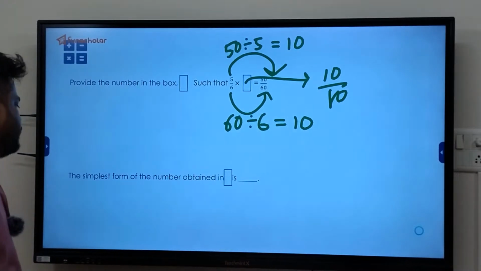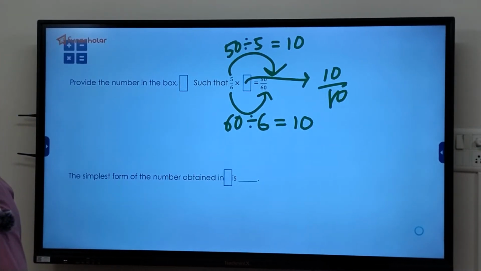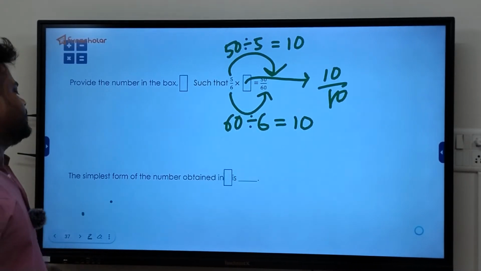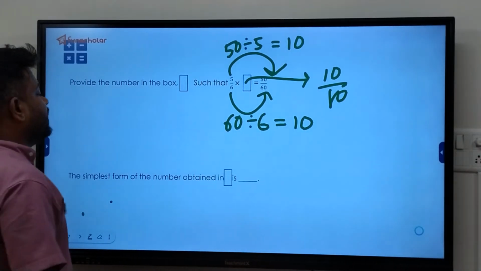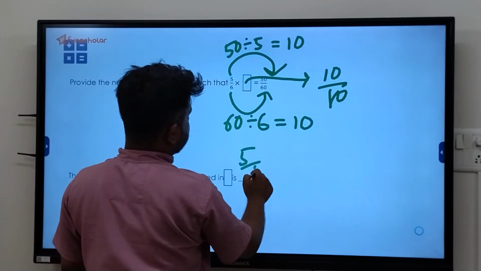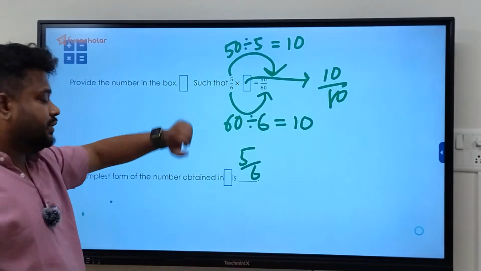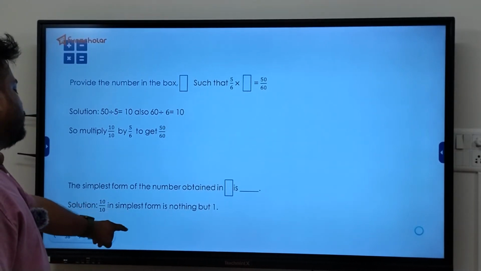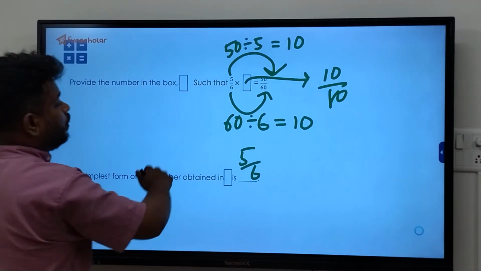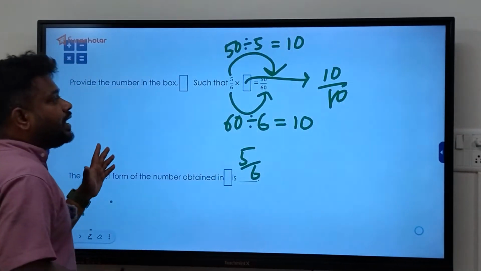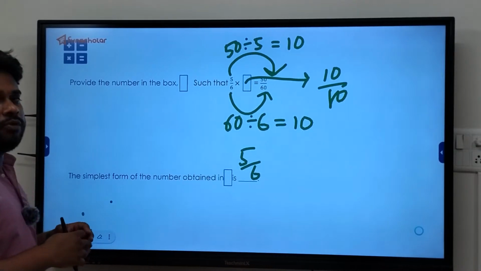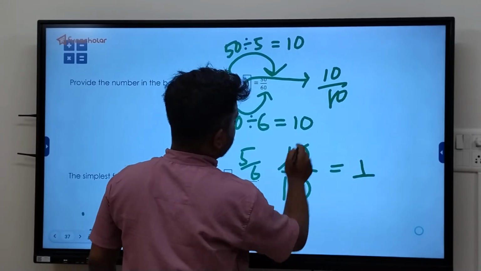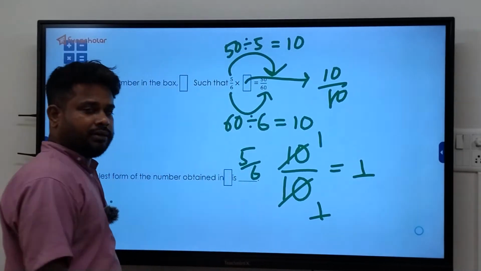The simplest form of the number obtained is 1. Oh, the simplest form of the number obtained, 5/6 will be the answer, if they are talking about this one? No, 10/10, I mean what we have multiplied. They are asking what will be the simplest form. If I take 10/10, its simplest form will be 1, because we can divide both of them by 10.